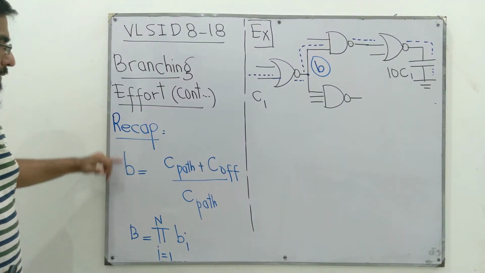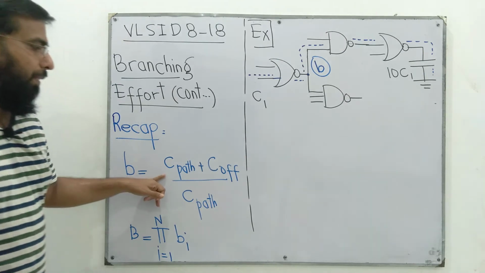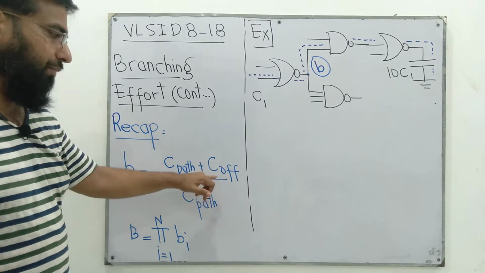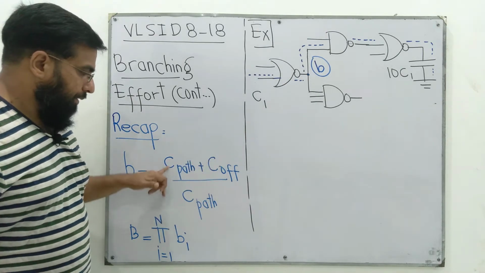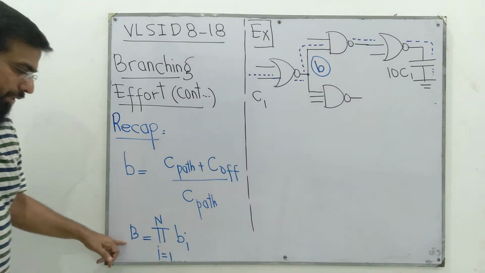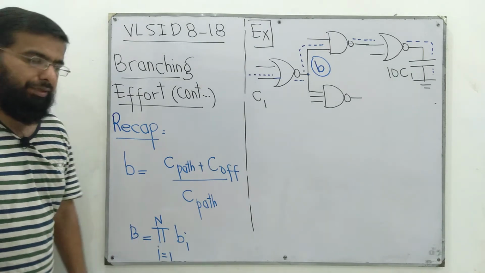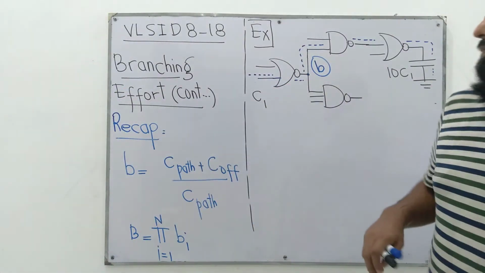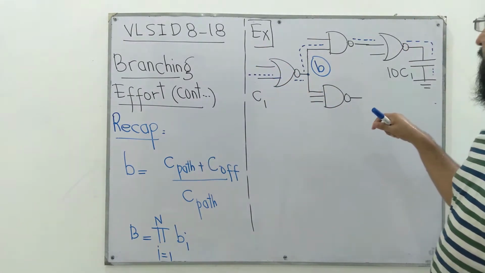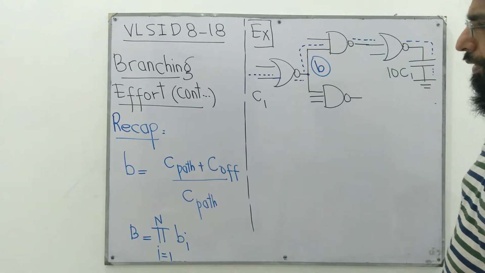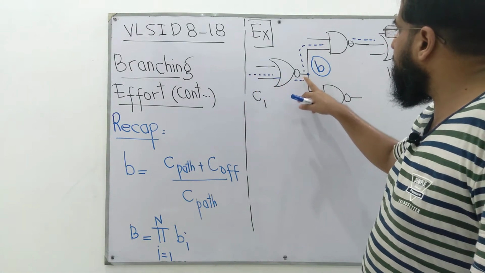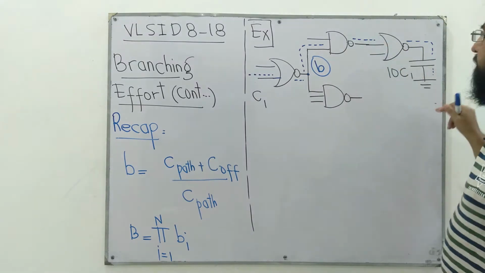Branching effort is computed as the input capacitance of the gate that is in the path plus the input capacitance of the gate that is off path, divided by the C path. Whereas the total path branching effort is computed as the product of individual branching efforts. Today in this lecture we will solve a numerical problem and compute path effort capital F for this chain. The path is highlighted as a dotted blue line.